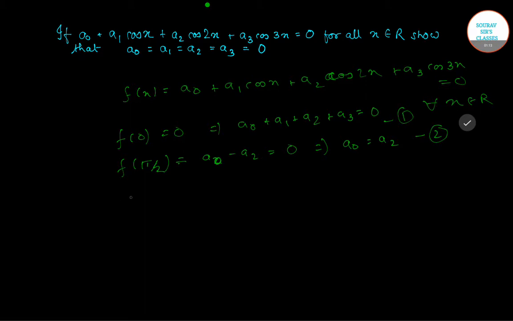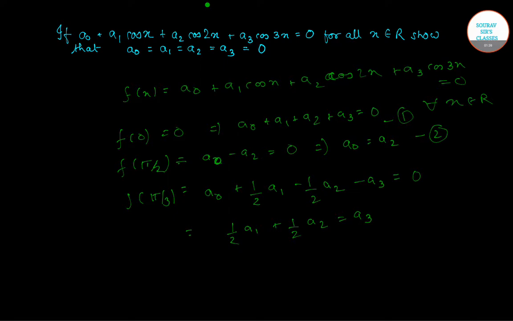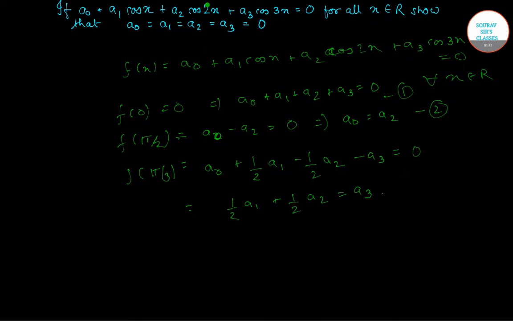Now f of pi by 3, which is equals to a0 plus half a1 minus half a2 minus a3, is also equals to 0. Now from equation 2 we get this as 1 by 2 a1 plus 1 by 2 a2, which is equals to a3. Let us denote it as our equation number 3.